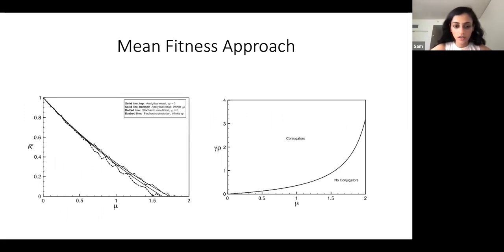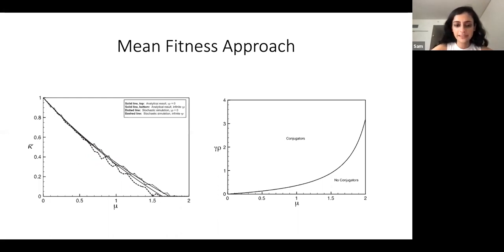The first graph here shows when the gamma rho keeps changing, but the KD remains constant. And the second one shows where the KD is varying, but the gamma rho is constant. And here, where there are no conjugators, it means the KD is zero and they're all dead. And conjugators means the KD keeps asymptotically increasing.